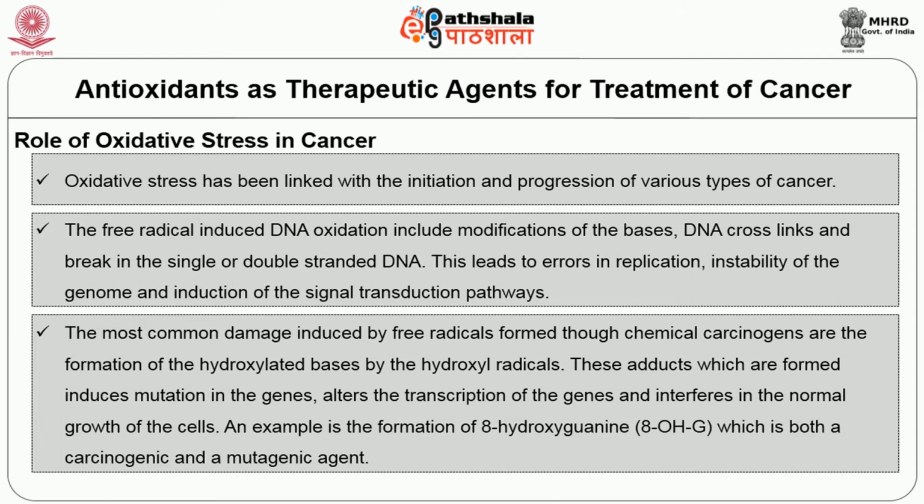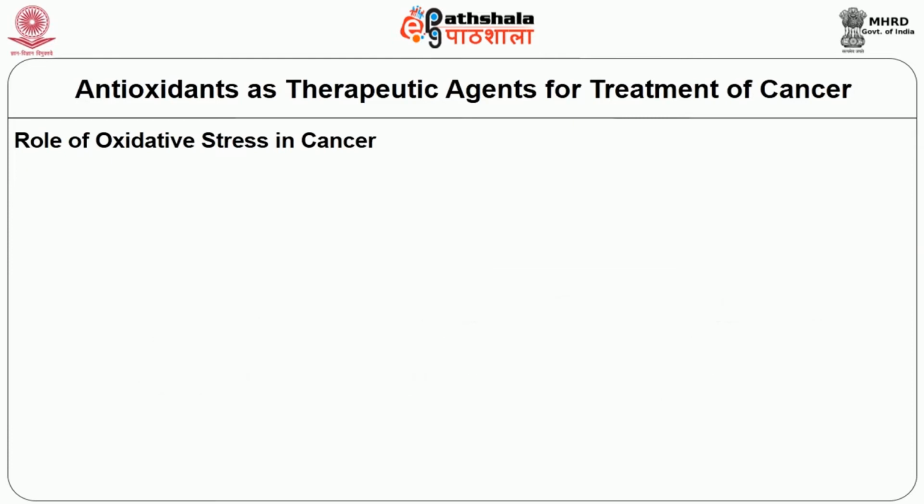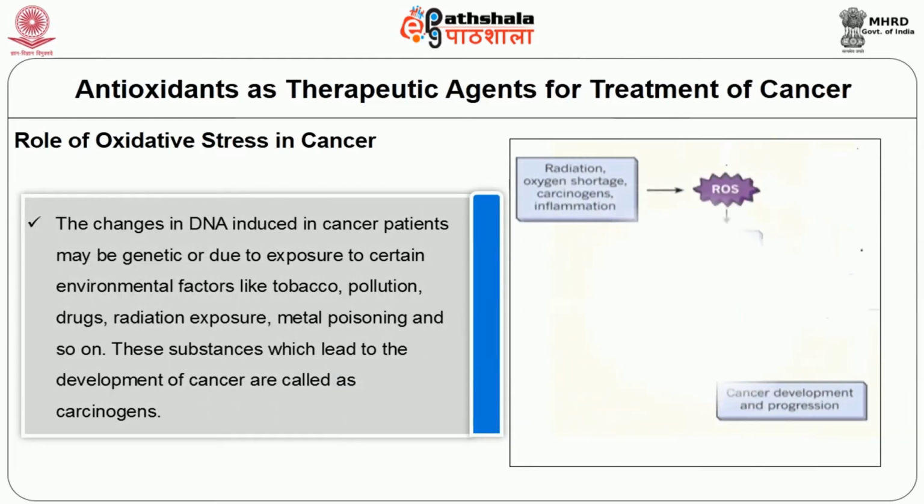An example is the formation of 8-hydroxyguanine, which is both a carcinogenic and a mutagenic agent. In certain types of cancer, like breast cancer, even an 8 to 17-fold increase in 8-hydroxyguanine has been reported when compared to non-malignant tumor cells. The changes in DNA induced in cancer patients may be genetic or due to exposure to certain environmental factors like tobacco, pollution, drugs, radiation exposure, metal poisoning, and so on. These substances, which lead to the development of cancer, are called carcinogens.